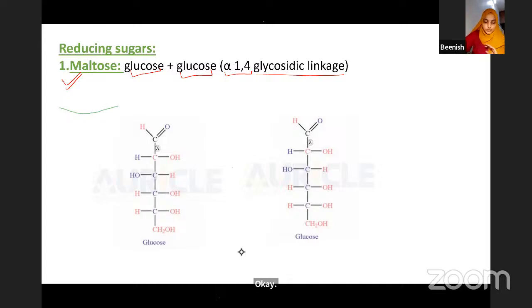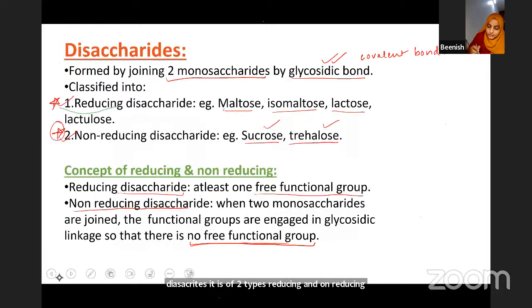Okay, so the connection was lost. I'll begin with reducing sugars again. So we just discussed that disaccharides are of two types, reducing and non-reducing disaccharides. Reducing disaccharides are those with at least one free functional group. Non-reducing disaccharides are those where the two monosaccharide units are joined together in such a way that both functional groups are engaged in a glycosidic linkage.